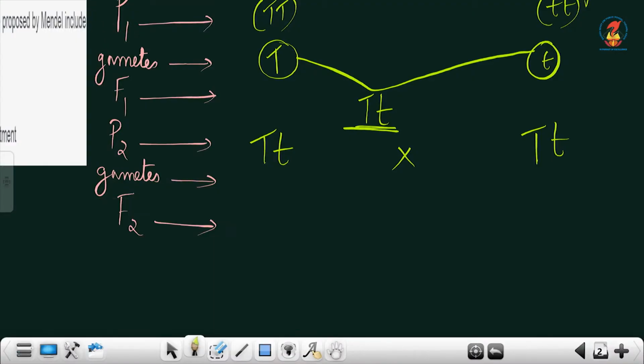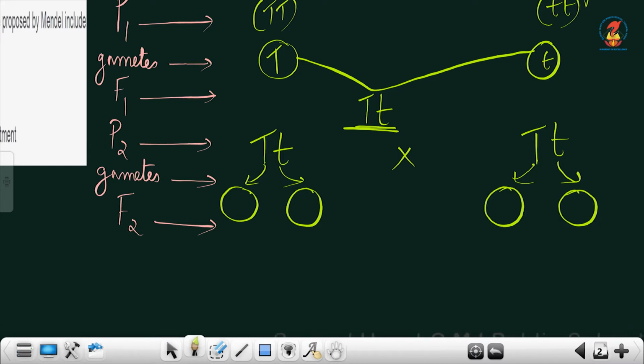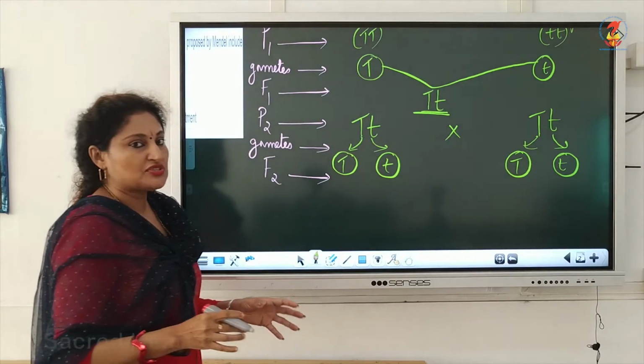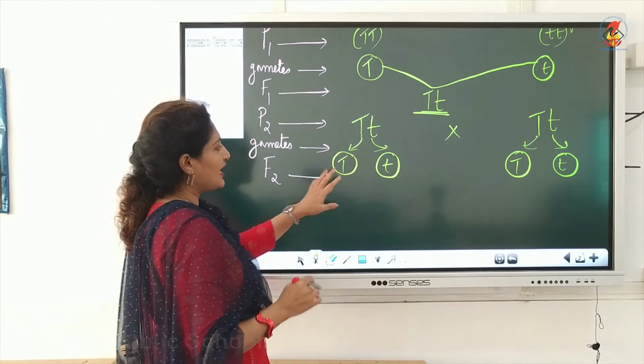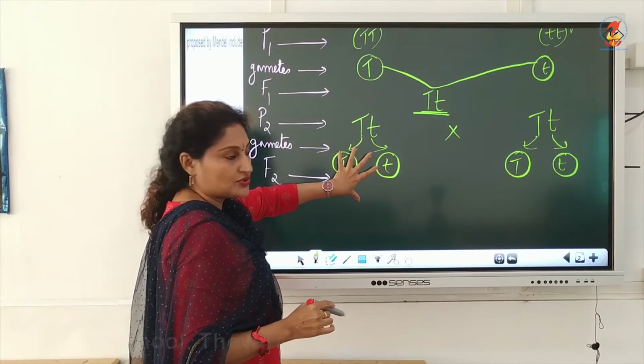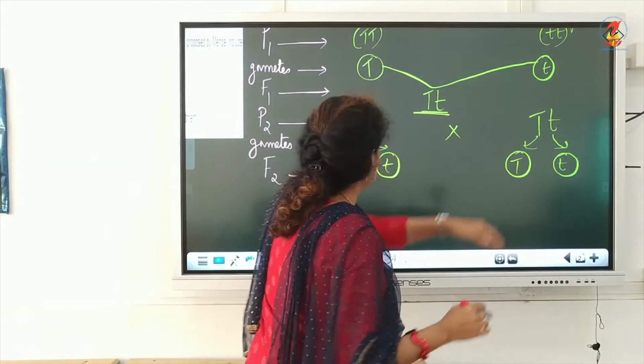Now the gametes. See, this capital T separates and this small t separates. This capital T also separates and this small t also separates, and this explains one rule of the second law of inheritance. So here capital T, here small t, here capital T, here small t. Here we see that the gametes receive only one of the alleles or one of the factors. So now we have two types of gametes from this parent and two types of gametes from that parent.